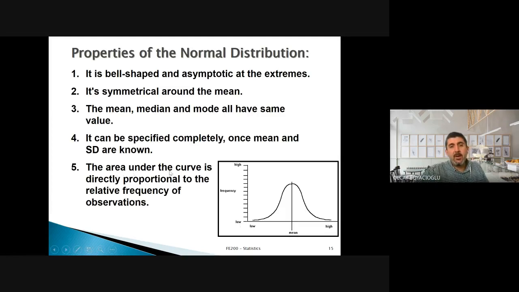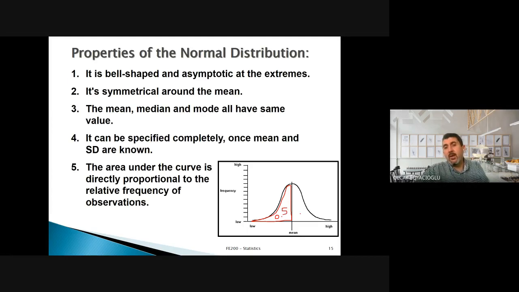And the area under the curve is directly proportional to the relative frequency of observations, okay? So in this kind of normal distribution graphs, we are generally calculating the area under the curve. For example, at the mean value, the area under the curve here, this area I'm trying to tell you about, is, as you can imagine, 0.5, right?